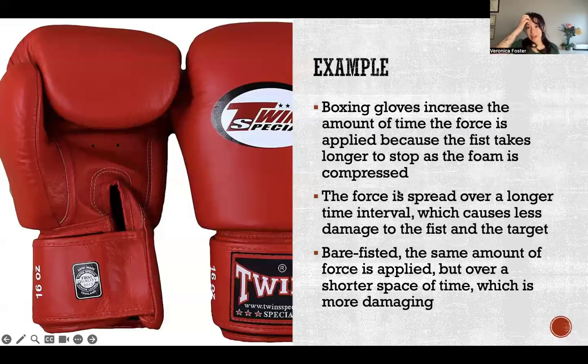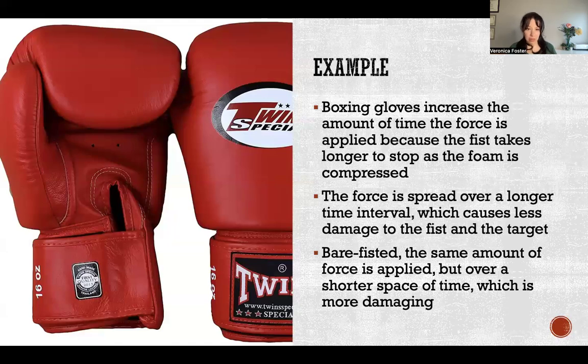So boxing gloves are a really great example to illustrate impulse. So if someone throws a punch barefisted, not wearing any boxing gloves, they're throwing a certain amount of force into that punch, and it's being applied to the target, whatever the target may be, over a very short period of time. So it's nearly instantaneous, however long it takes for that fist to make contact with the target.